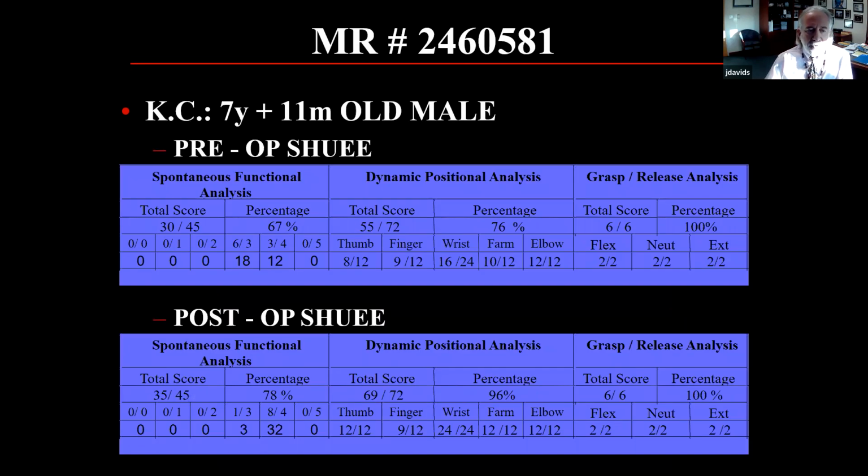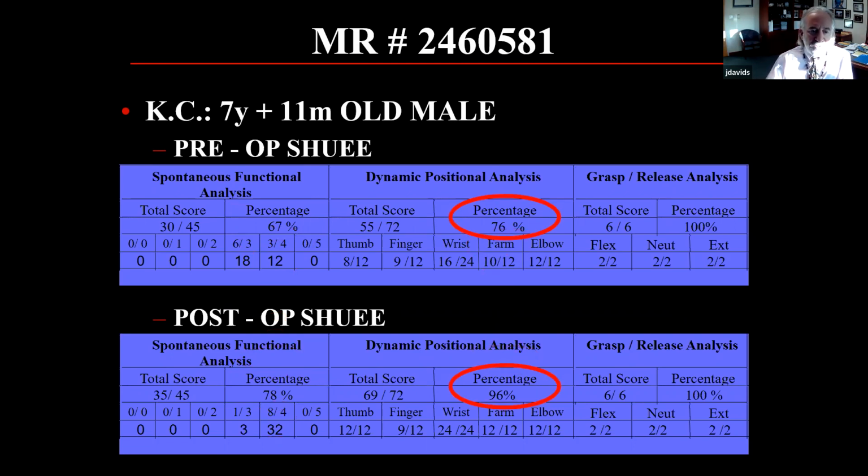On the top, we see the preoperative score. On the bottom, the postoperative score. Spontaneous functional analysis improved from 67 to 78%, and more of the scores at the follow-up were in the higher level active assist.